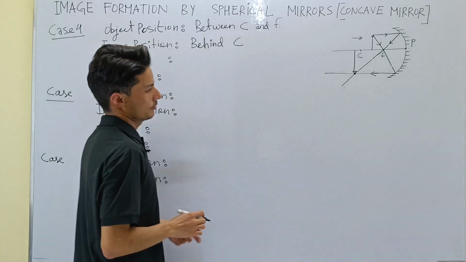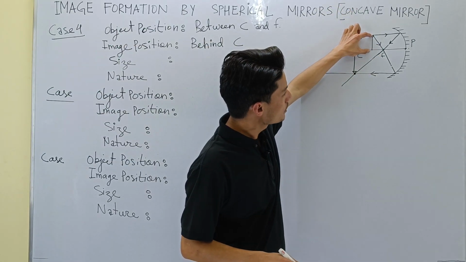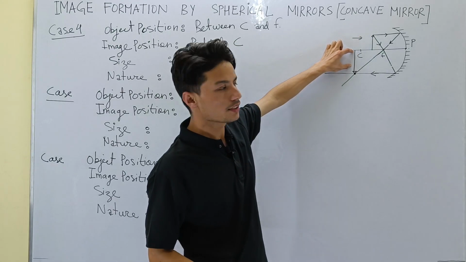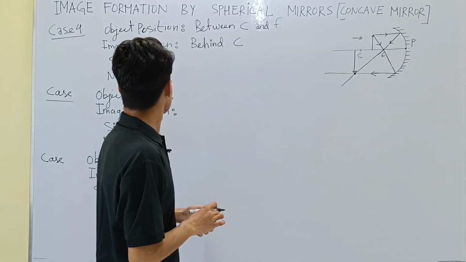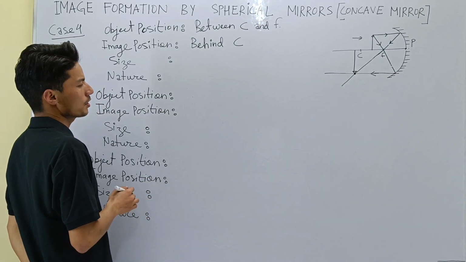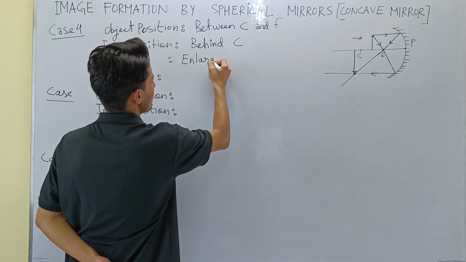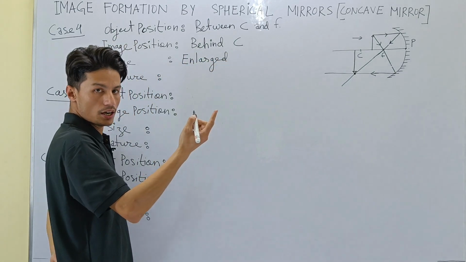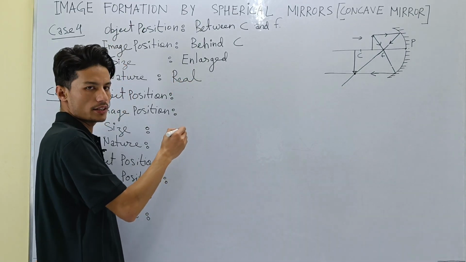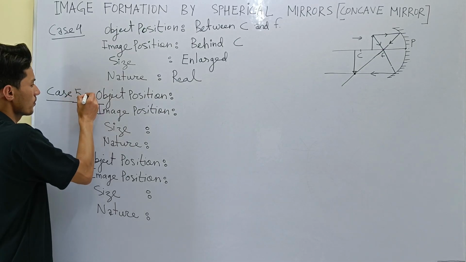Size: look at the object, this much. This is the size of the object, and look at the image, much bigger than the object, isn't it? So the size is enlarged, because it's bigger than the object. And nature, again, it will be real.